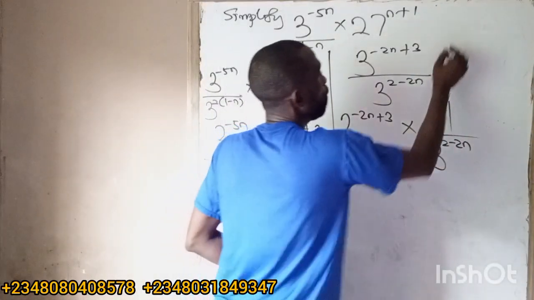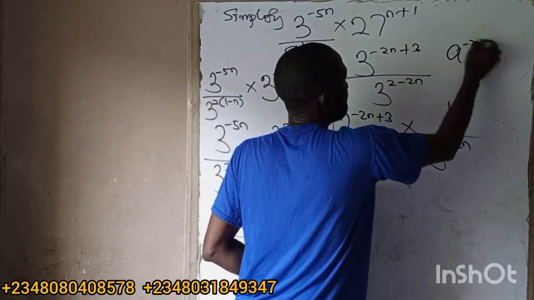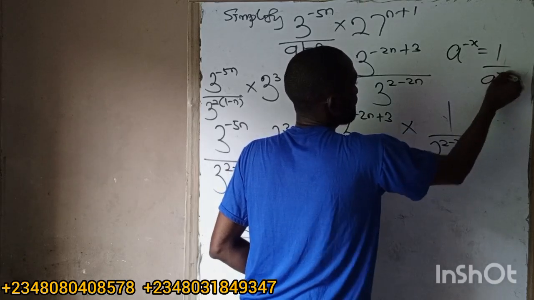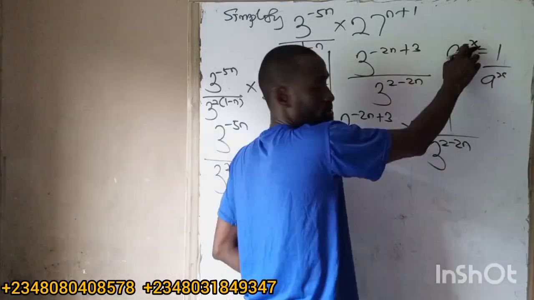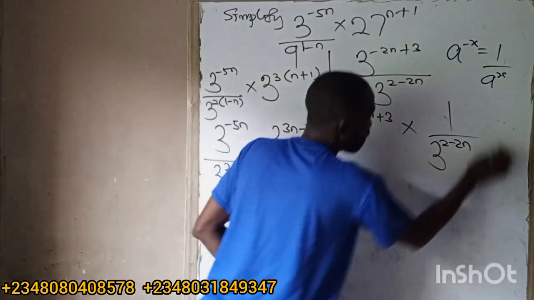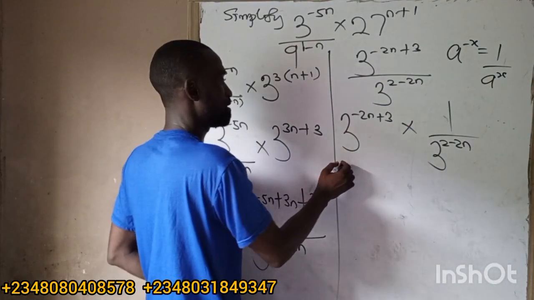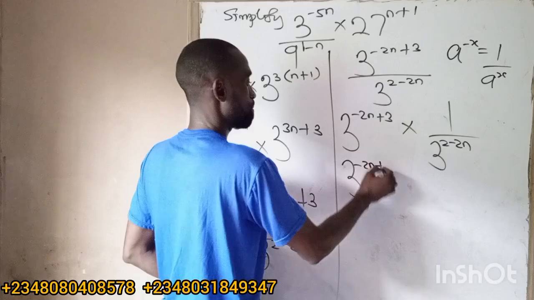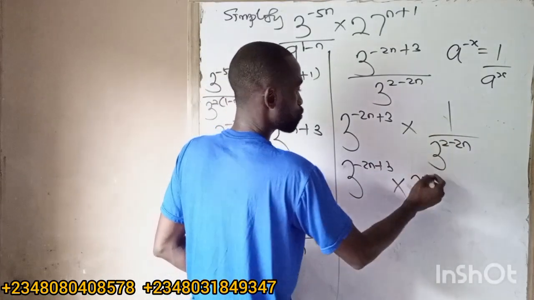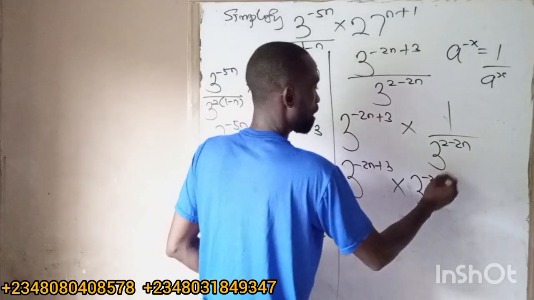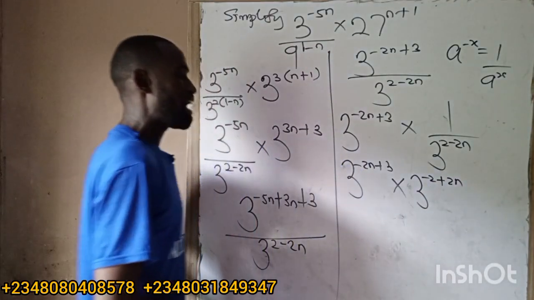So if I have a raised to power minus x, it becomes 1 over a raised to power x. So if this power is going up, it becomes minus. Likewise, here, I'm now having 3 raised to power minus 2n plus 3 times 3 raised to power this plus 2 will be minus 2, and this minus 2n will become plus 2n. I will now add the powers.